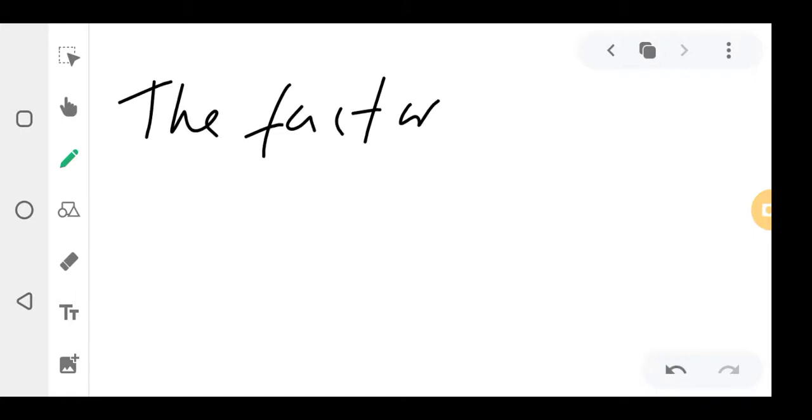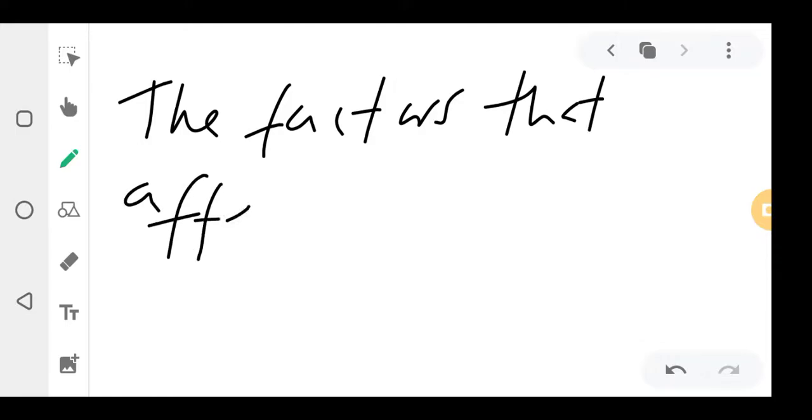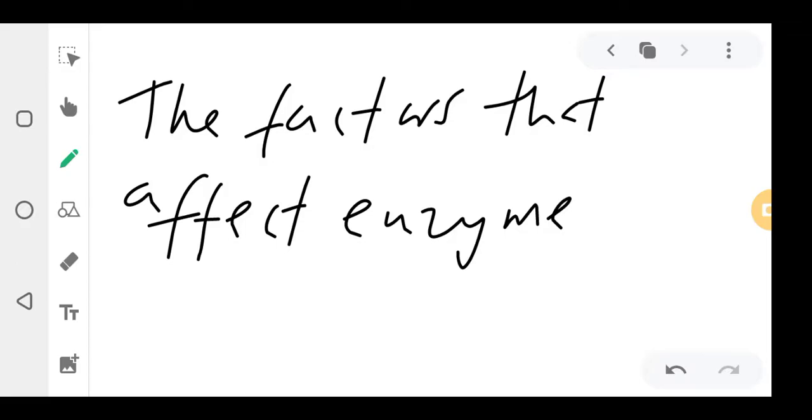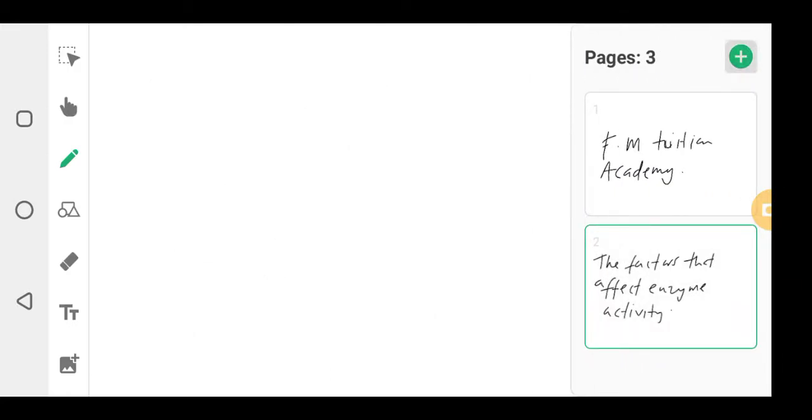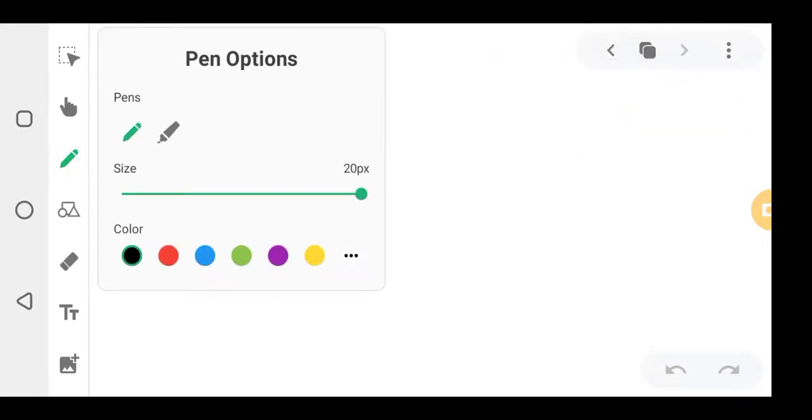Okay, so today we're continuing with enzymes, but we're dealing with the factors that affect enzyme activity. You should know these factors. There are different factors that affect enzyme activity. Last time we were dealing with the characteristics of enzymes, but now we're doing the factors that affect enzyme activity. What are those factors?